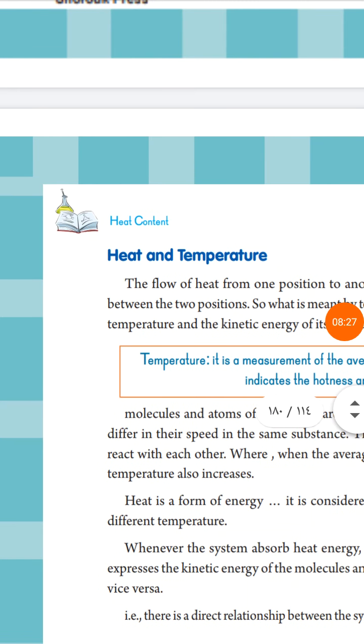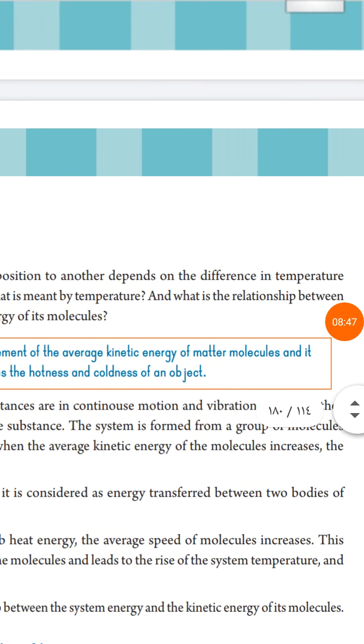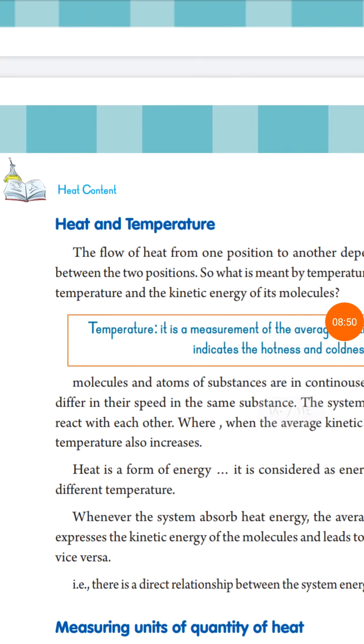After that, my dear students, first secondary, we will identify heat and temperature and the difference between the two concepts. Heat: the flow of heat from one position to another depends on the difference in temperature between the two positions. So what is meant by temperature, and what is the relationship between temperature and the kinetic energy of molecules? Before we enter temperature, again, heat is a form of energy.